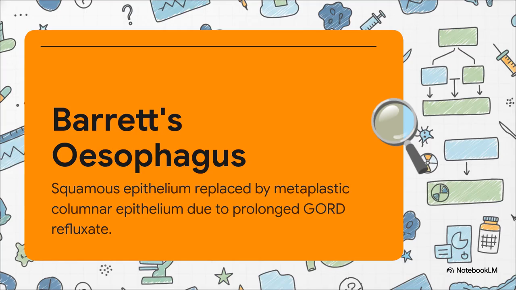It replaces its normal squamous epithelium with metaplastic columnar epithelium, which, interestingly, is a lot more like the lining of your intestines. It's a really clever survival mechanism, but it comes at a massive cost. It opens a door for dysplasia, which drastically increases the risk of progressing to adenocarcinoma. It's literally a biological defense mechanism turning into a critical risk factor.